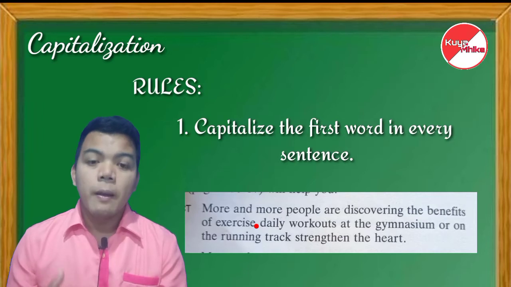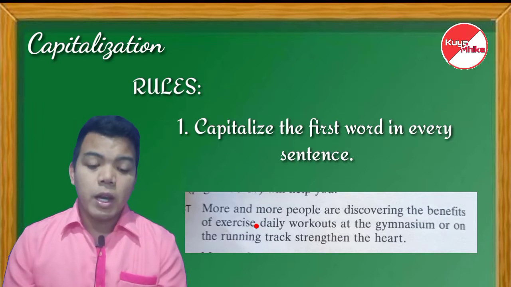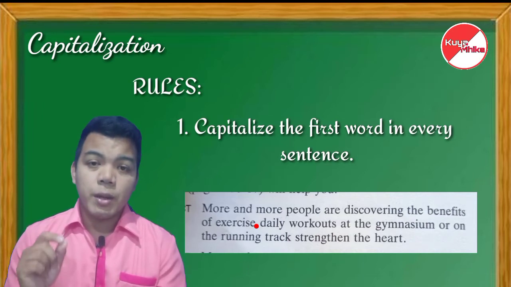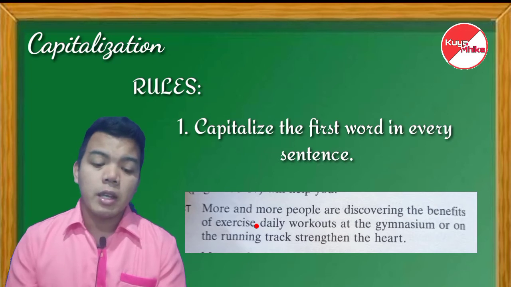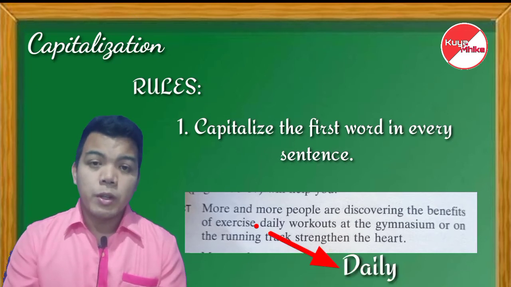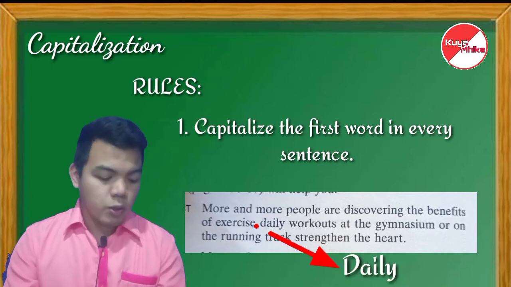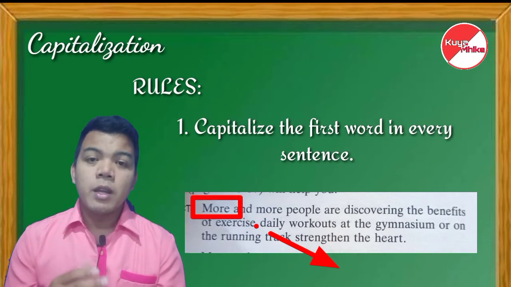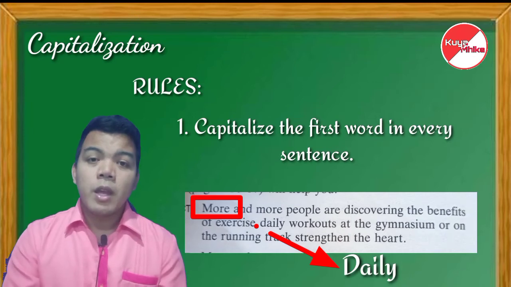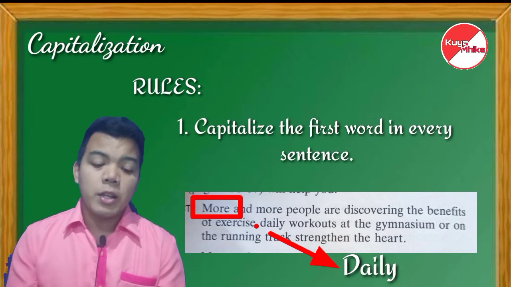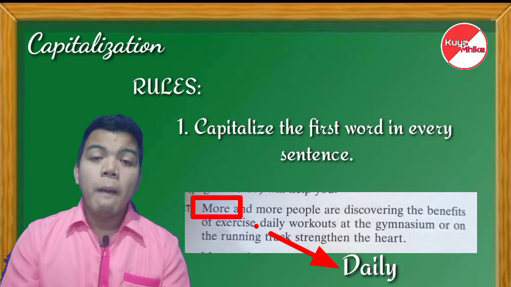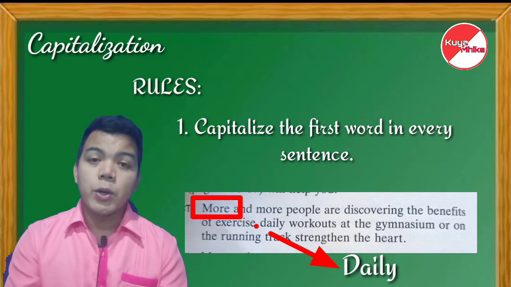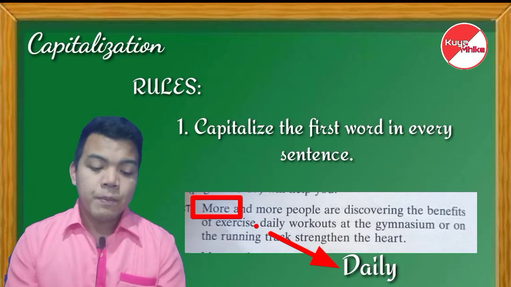Kung mapapansin nyo, in the correct version of this sentence, doon sa exercise, meron siyang period, then nilagyan yung titik ng first word to begin another sentence. So, yung word na more sa first sentence and yung word na daily sa second sentence, yung mga letters na sinisimulan nun, yun ang lalagyan natin ng malaking titik or ika-capitalize natin.